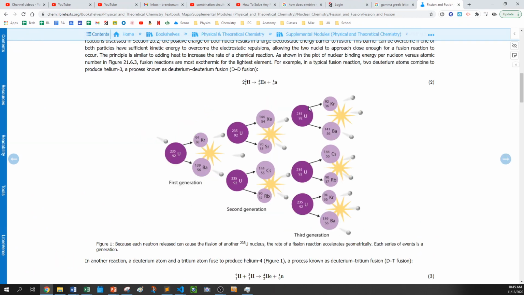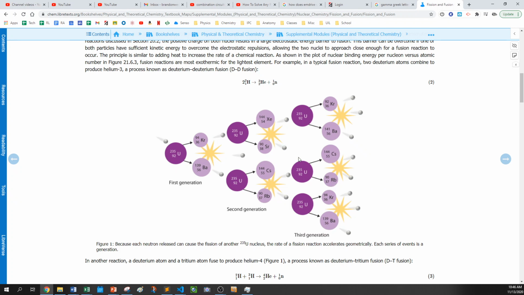Note that this doesn't always have to be cesium and rubidium. We can also get xenon and strontium, or we can get barium and krypton. Sometimes we'll get 3 neutrons being produced, and so on. But you can see the chain reaction. If we have a whole bunch of uranium-235, we hit it with 1 neutron, there is a chance that these neutrons could strike multiple atoms, and they can continue producing more neutrons, and this will accelerate, getting faster and faster.